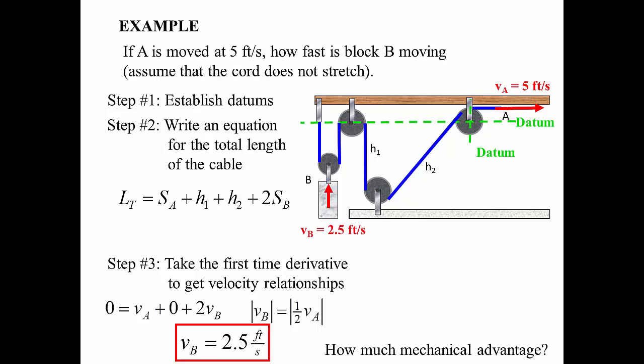How much mechanical advantage did we have? We have a speed disadvantage of 1 to 2, or half. So our mechanical advantage is a 2 to 1.